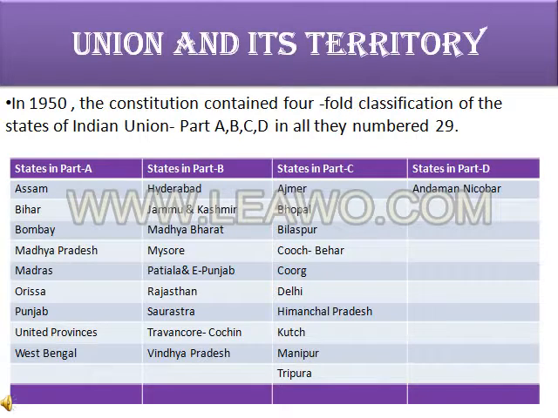Means A, governor provinces; B, princely states; C, chief commissioner provinces; and D, you can say, was a small territory that was kept alone in section D.